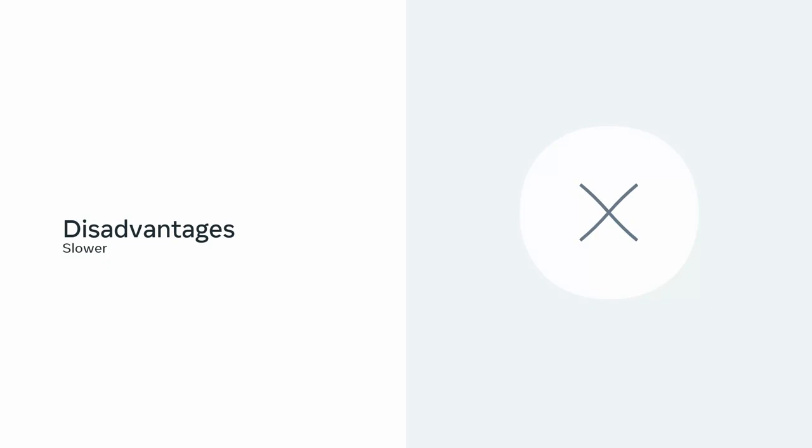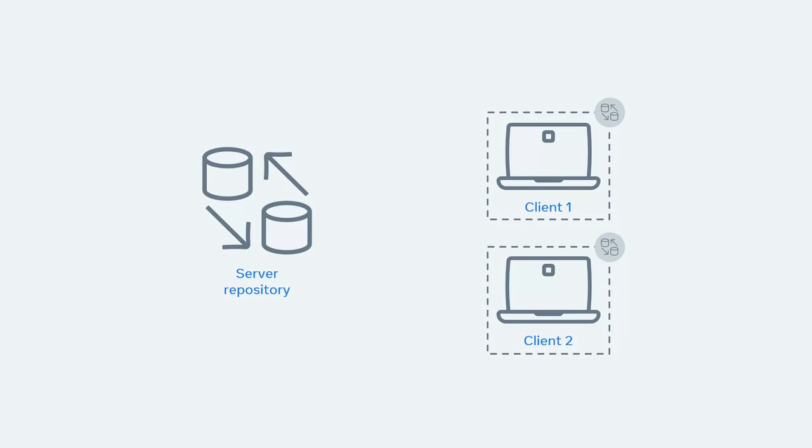Now that you know a little about CVCS and DVCS, let's explore some of the advantages and disadvantages of each. The advantage of CVCS is that they're considered easier to learn than their distributed counterparts. They also give more access controls to users. The disadvantage is that they can be slower, given that you need to establish a connection to the server to perform any actions.